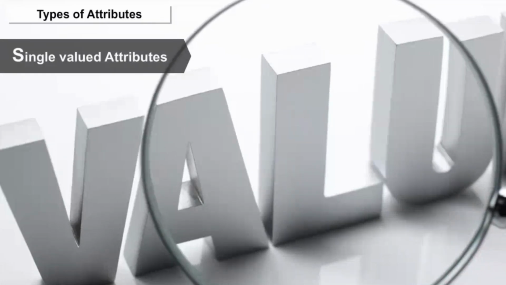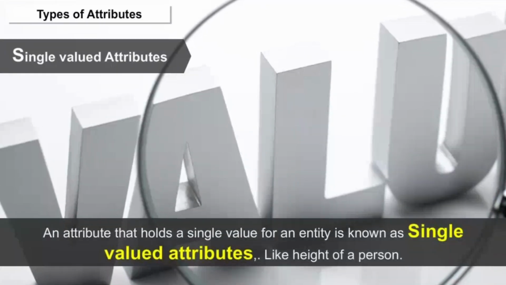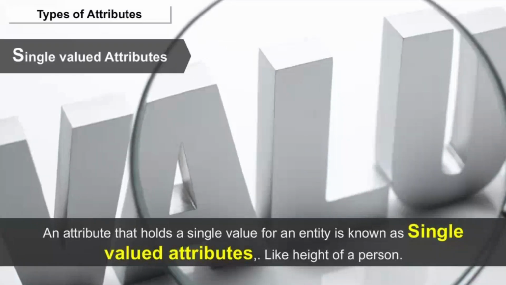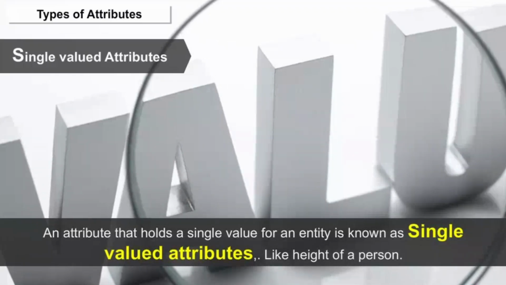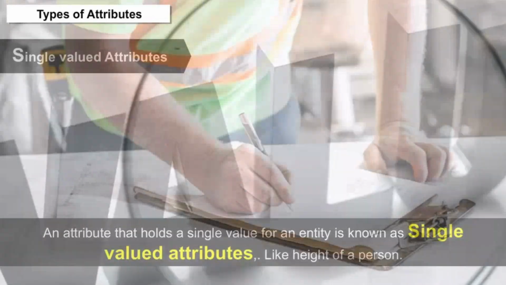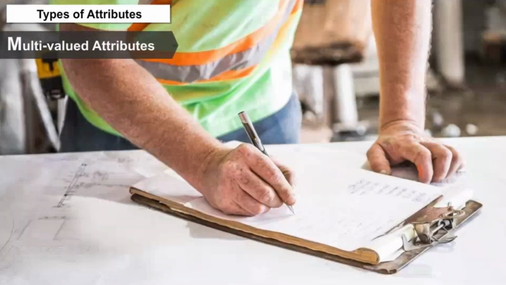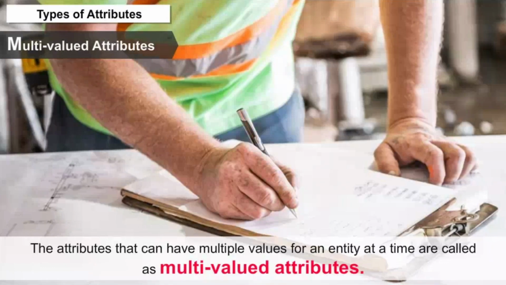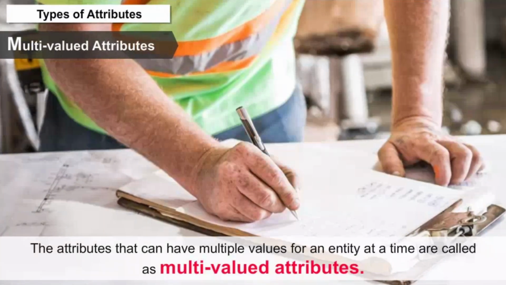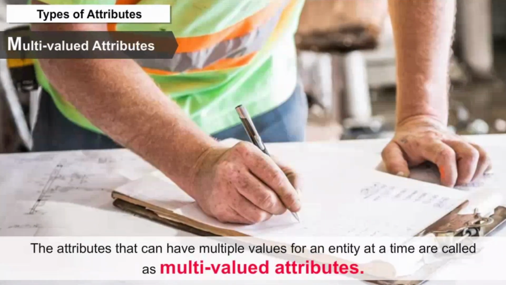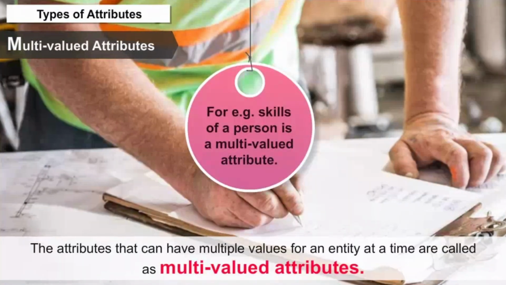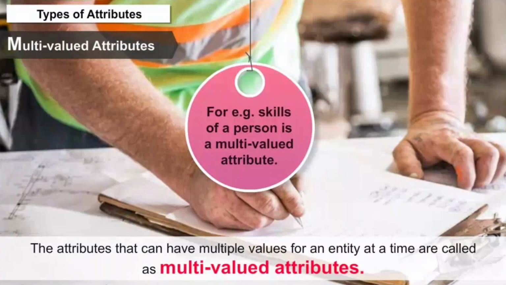Single-valued attributes. An attribute that holds a single value for an entity is known as a single-valued attribute, like the height of a person. Multi-valued attributes. The attributes that can have multiple values for an entity at a time are called multi-valued attributes. For example, skills of a person is a multi-valued attribute.